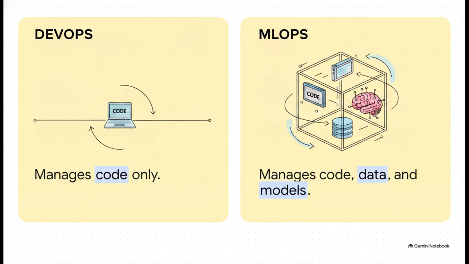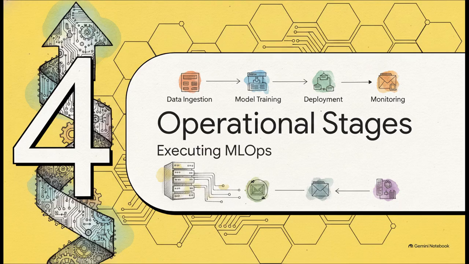It has to manage code, plus data, plus models. All 3 of these elements are constantly changing out in the wild, and all 3 of them must be versioned, tested, and deployed together. If your code stays exactly the same, but the underlying data shifts, guess what? Your model is going to fail in production. This 3-dimensional complexity, coordinating the code that runs the model, the data that feeds it, and the mathematical weights of the model itself, is exactly what makes operationalizing ML so uniquely challenging. Traditional CI/CD simply wasn't built to handle 3 moving targets at once. And that brings us to Section 4, the 6 operational stages, executing the MLOps solution.